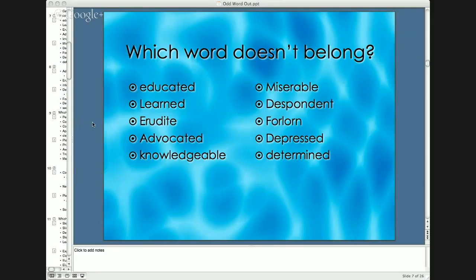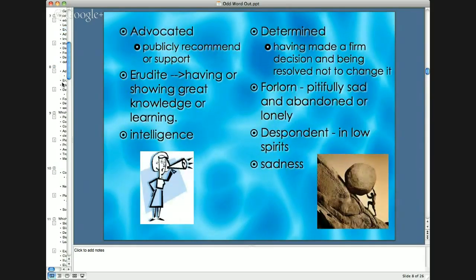So, which one is it? The answer is determined. Determined means having made a firm decision and being resolved not to change it. So this person who's pushing this big boulder up this mountain is determined, right? He has made the decision to push it up the mountain, and he is so ambitious, he's not going to change his mind. He is determined to put the rock or the boulder at the top of the mountain.